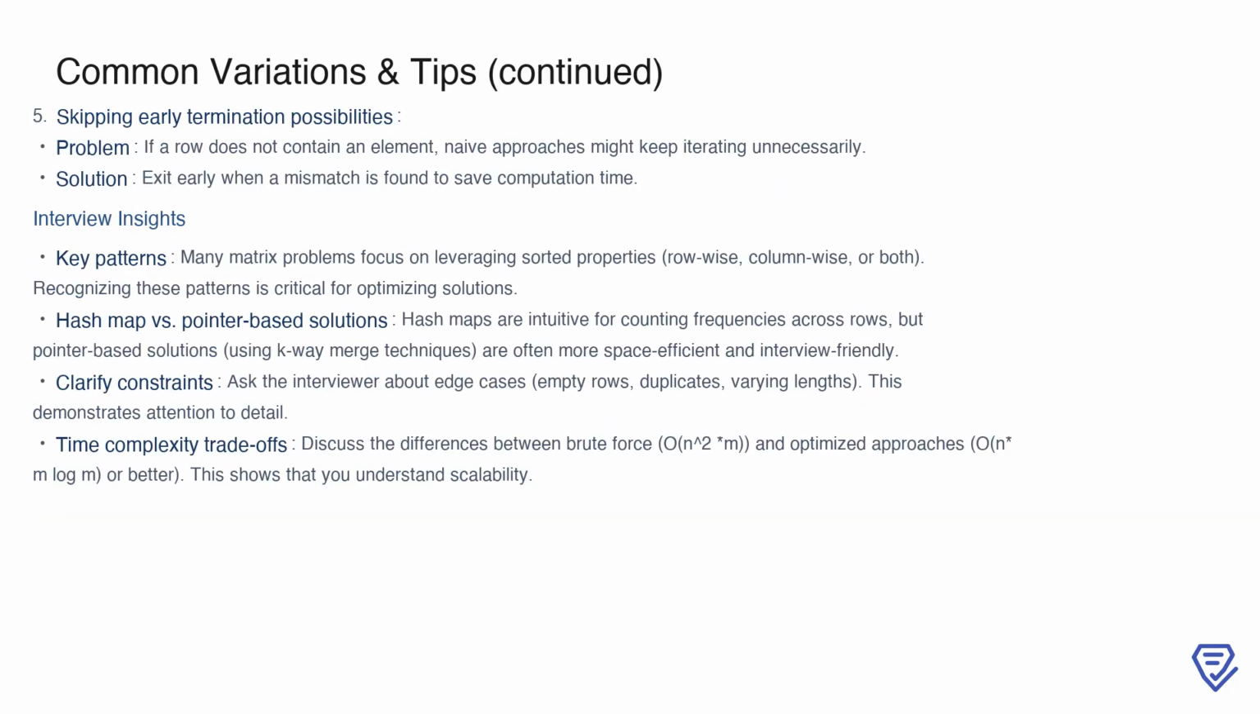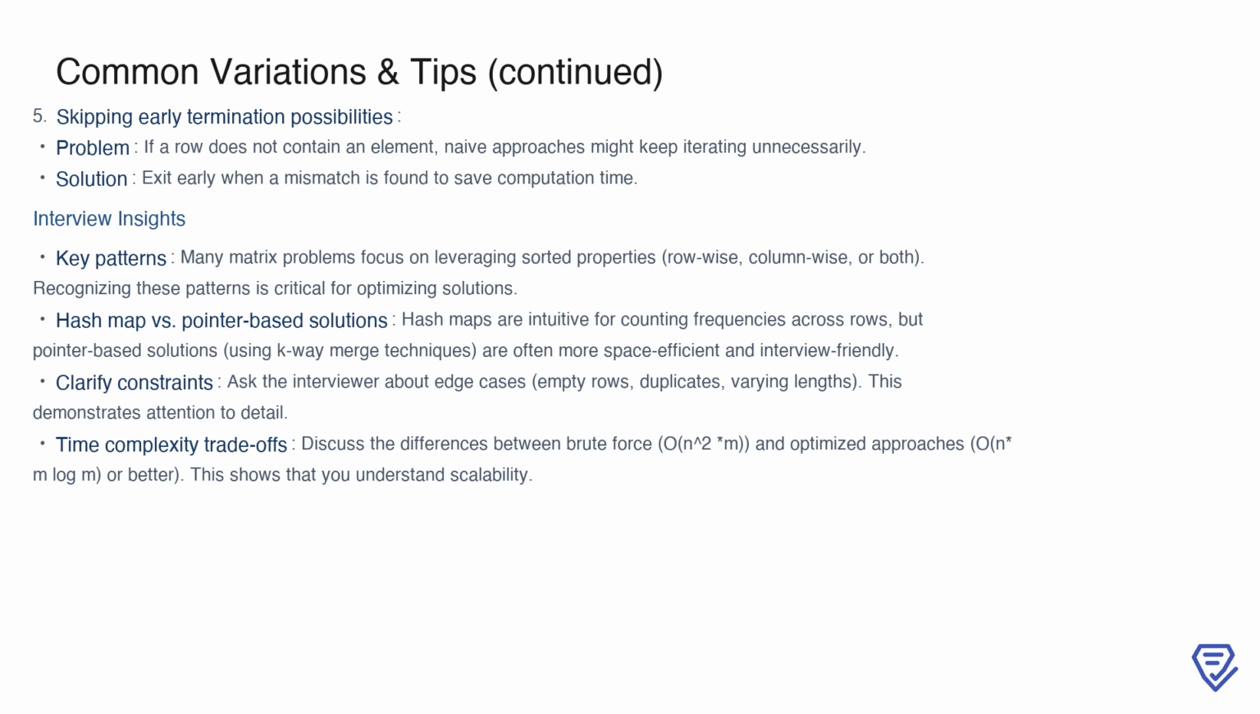Another important optimization opportunity is to recognize early termination possibilities. If one of the rows does not contain a particular element, there's no need to continue checking the other rows. Naive approaches might miss this and keep iterating unnecessarily, wasting computation time. By exiting early when a mismatch is found, you can save a significant amount of processing effort.